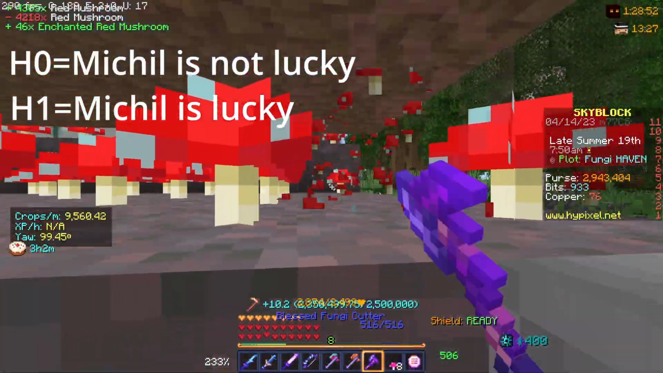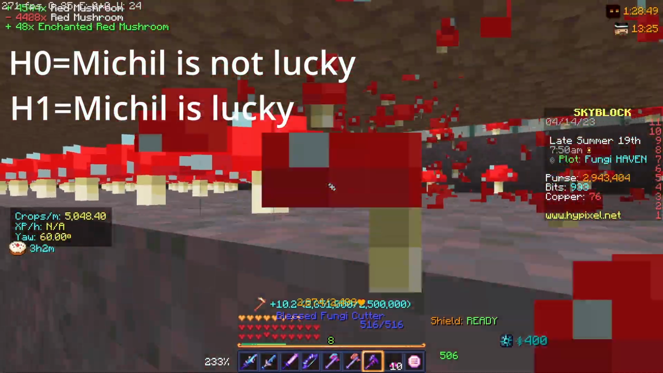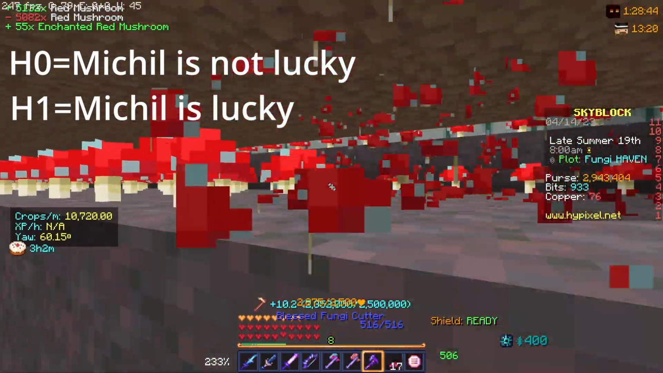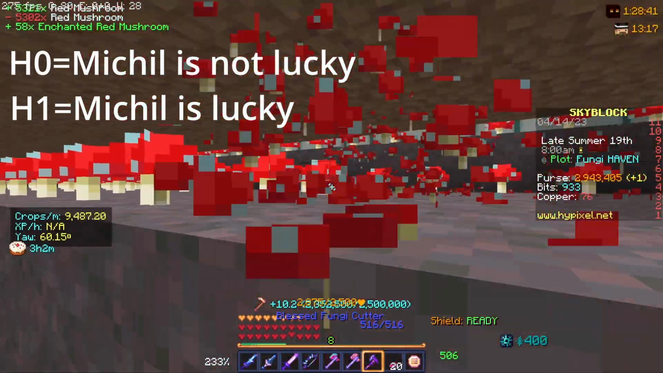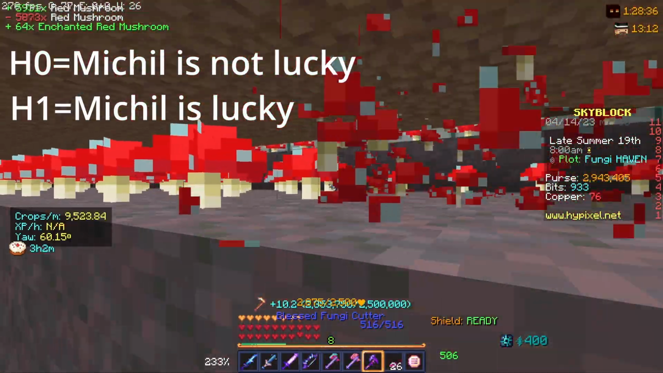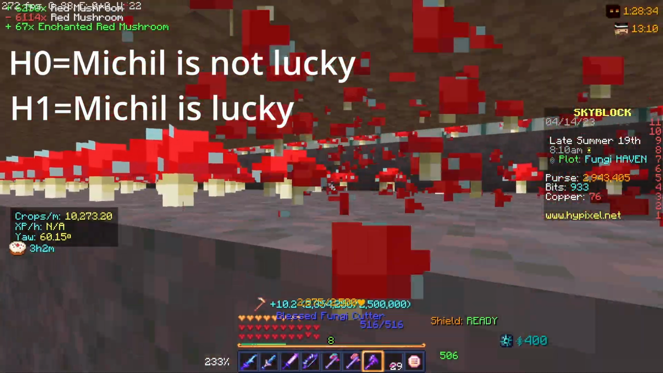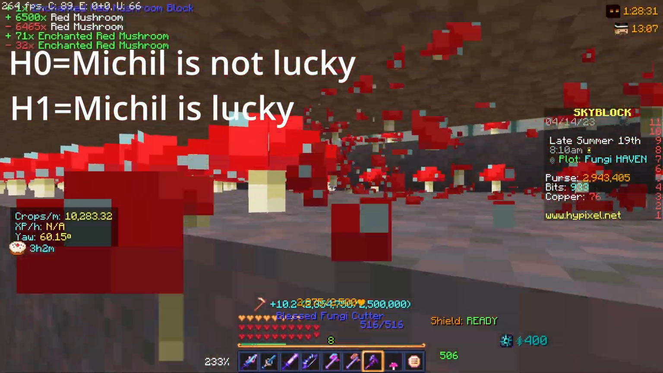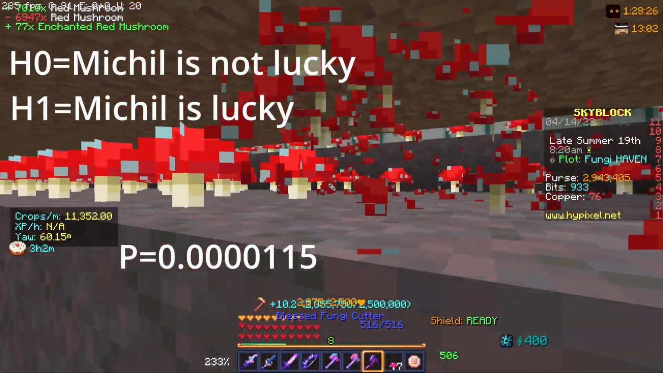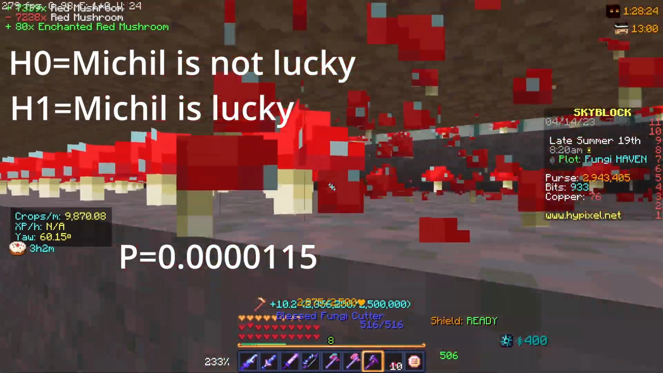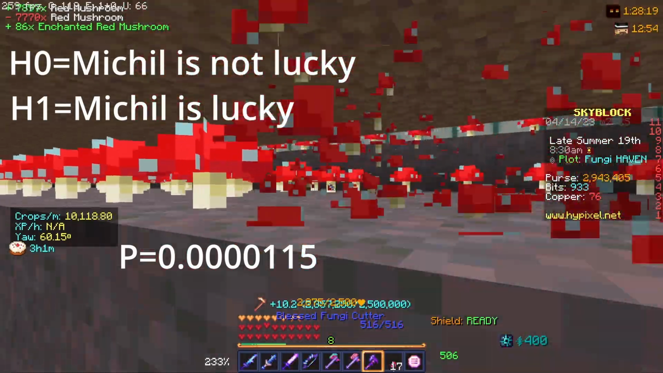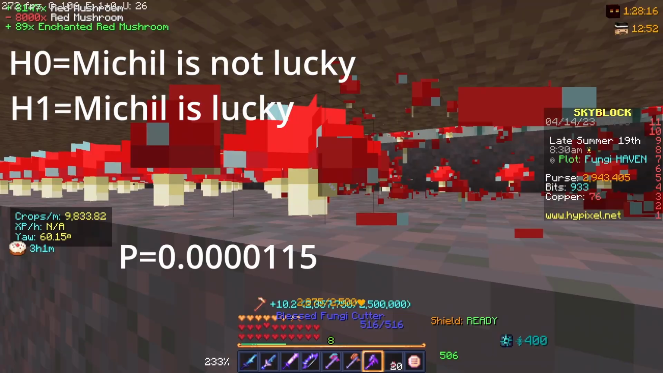The alternate hypothesis that we're trying to test is that my luck, which is the true mean of my sample, is actually higher than the proposed 2.1 expected value. So we select greater than the null hypothesis, and if we calculate that, we get a p-value of 0.0001115. So let's say we're conducting this test at a 5% significance level.